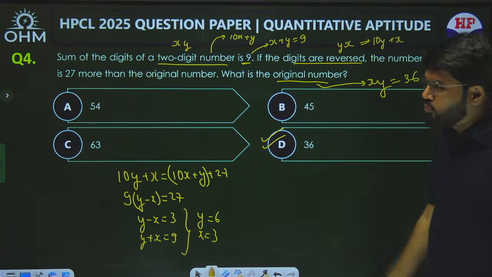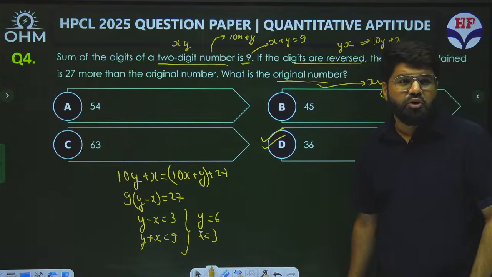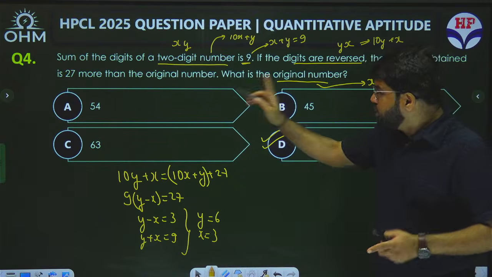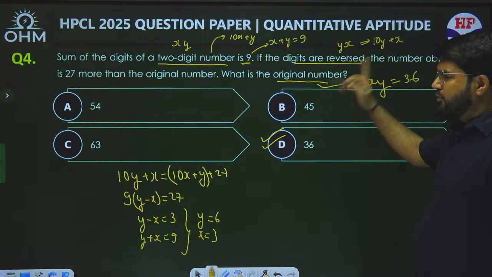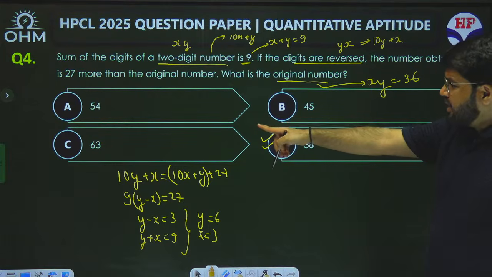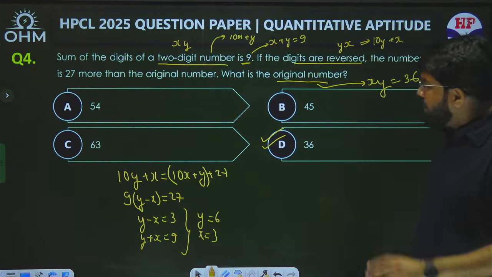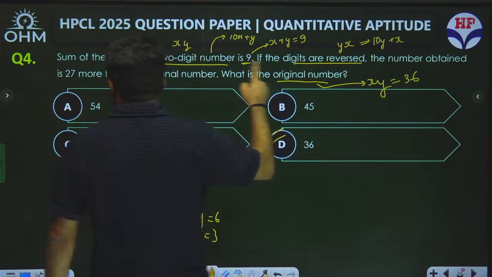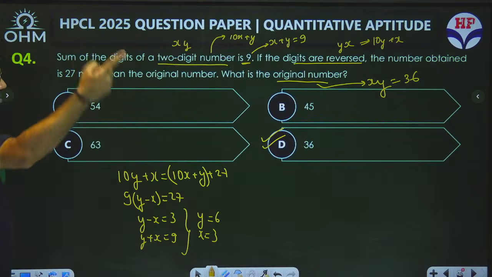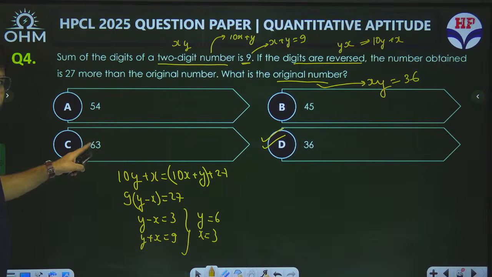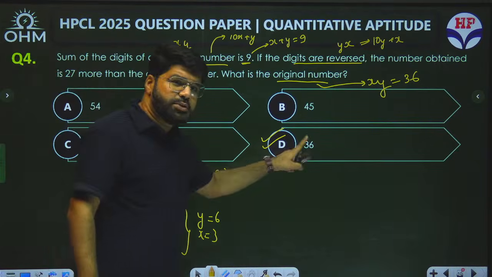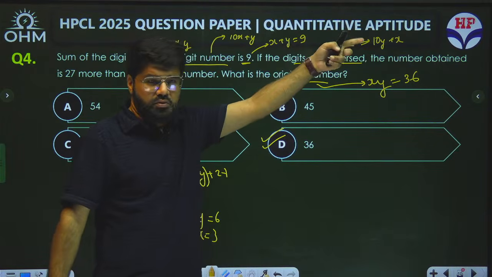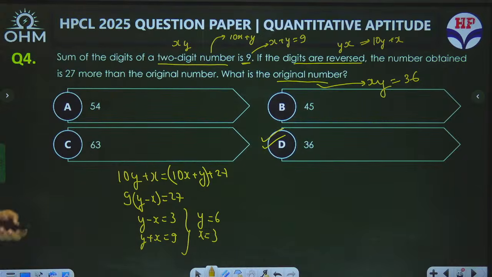Suppose 54 is the original number. When I swap, 45, the difference is 9. The difference has to be 27. If you swap 45, you get 54, again a difference of 9. 63, if you swap, becomes 36. But you have to see that the number obtained is 27 more. After reversing, the number should be more. So 63 reversed gives 36, which is less. 36 reversed gives 63, which is more. That way also you can verify option D.